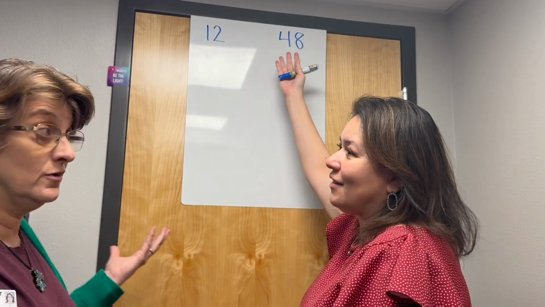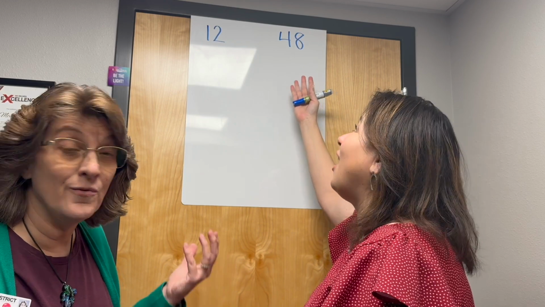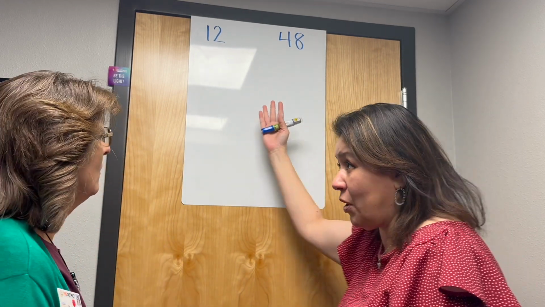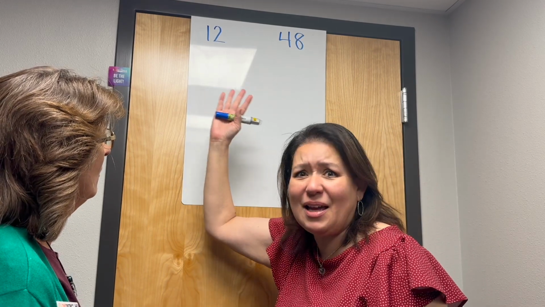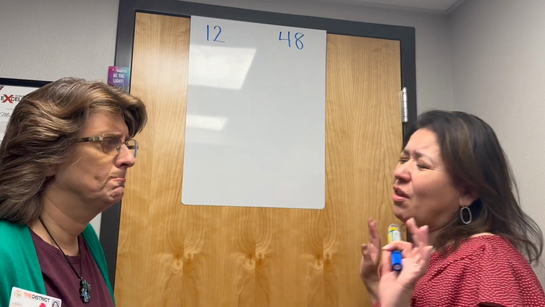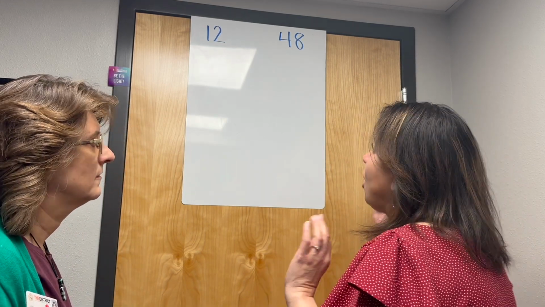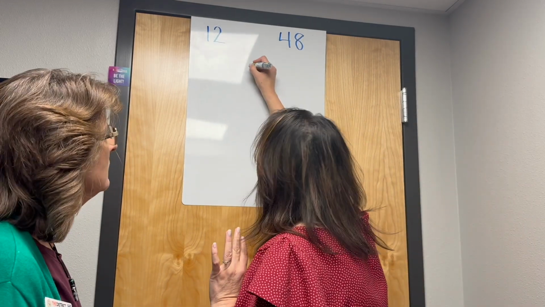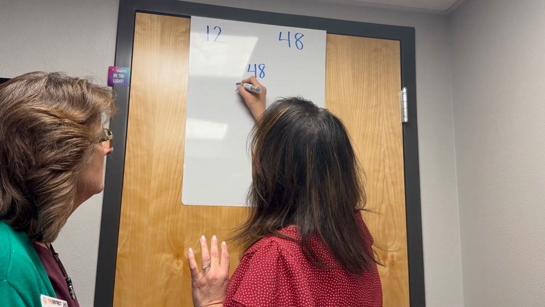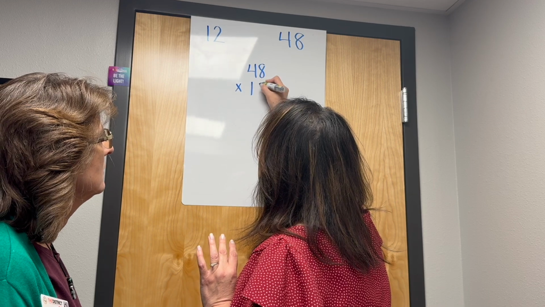Okay, I see two numbers up there. What are we supposed to do with them? We're supposed to multiply these numbers. Multiply. How? So the first thing is the big number on the top, 48 on the top, and then we're going to multiply 12.